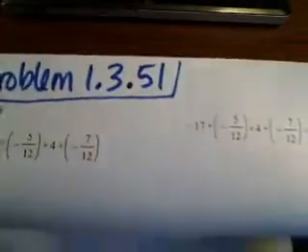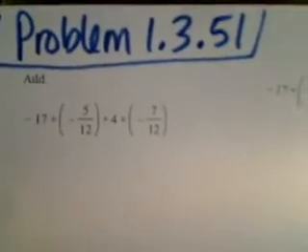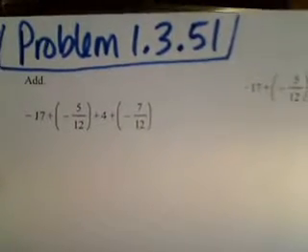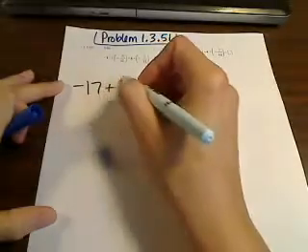Okay, so this is problem 1.3.51, and they ask us to add negative 17 and negative 5 over 12, positive 4, and negative 7 over 12. Okay, so let me rewrite this a little bigger so you can see it.